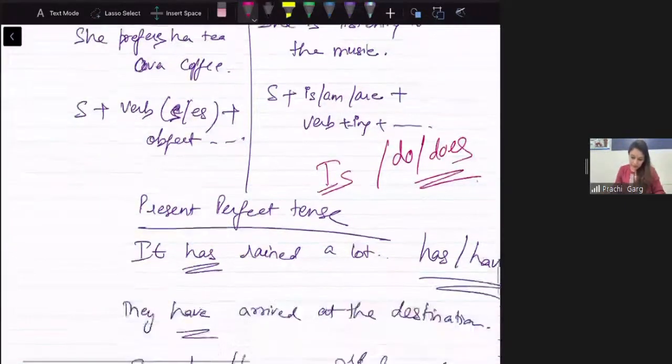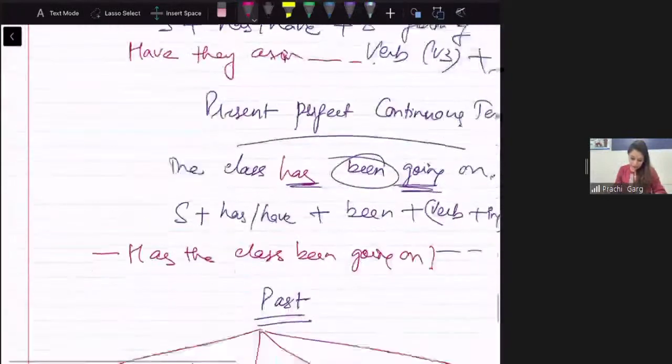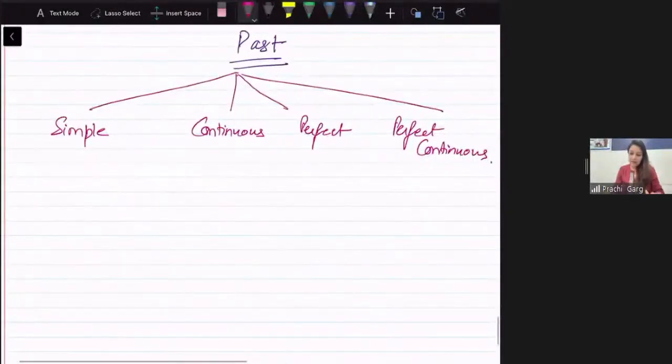Okay, so the next is past tense. Now in the past tense, we again have the four bifurcations. This is simple, continuous, and perfect continuous. Now let's talk about the simple past first. Simple past is again simple, just like simple present. Here we will just use a subject along with the second form of the verb.